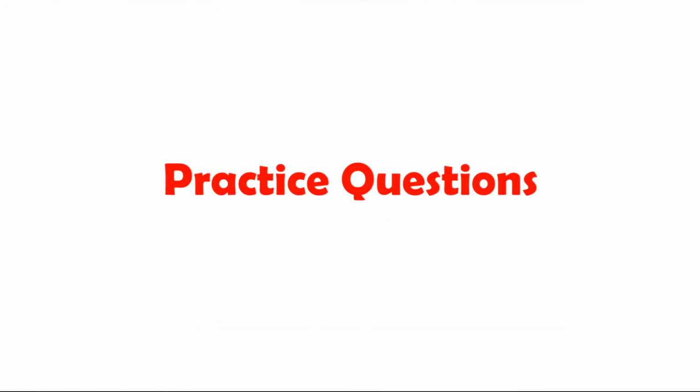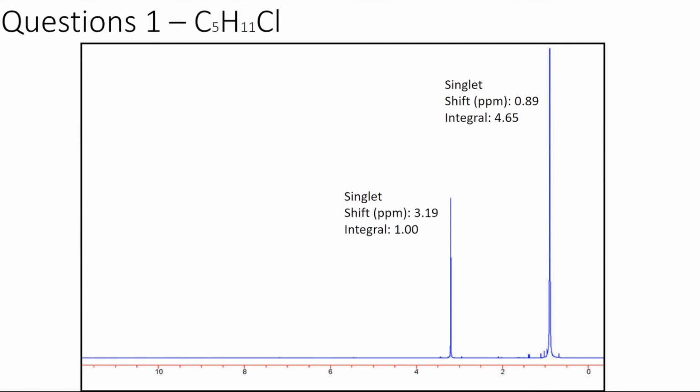Now that we've covered the rules on how to read and interpret NMR spectrums, I've added a few practice questions. You're given the NMR reading for an unknown compound and the compound's molecular formula and the following information. Use the rules we've discussed to figure out the structural conformation of this compound. Pause the video because I will show you the answer shortly.